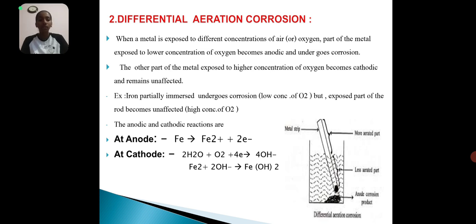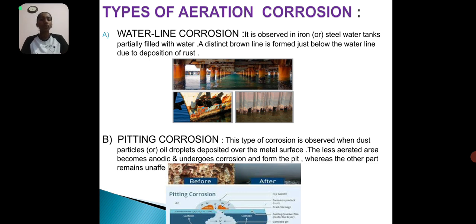Here, the iron rod which is immersed and is exposed to the low concentration of oxygen gets corroded easily, and the part which is exposed to the higher concentration of oxygen is unaffected. And the cathodic and anodic reactions are as follows. Now let's move on to the types of aeration corrosion. In aeration corrosion there are two types, that is waterline corrosion and pitting corrosion.